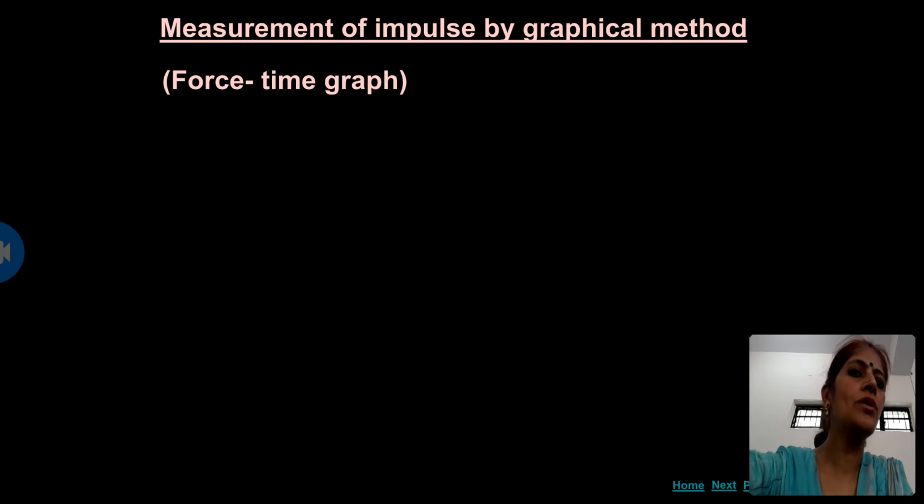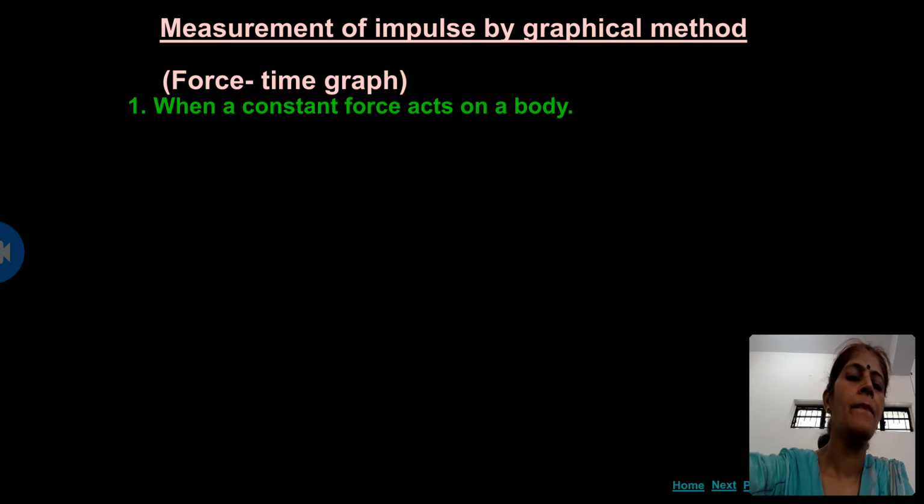Next, come to the graphical importance of the force-time graph. If we have a force-time graph, we can measure the impulse by the graphical method. Under this, we can consider two different situations. Case 1, if the force applied is constant, and case 2, if the force applied is variable.